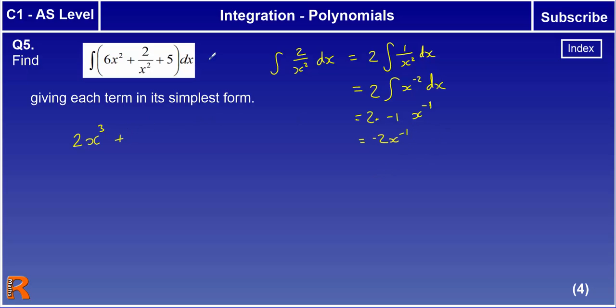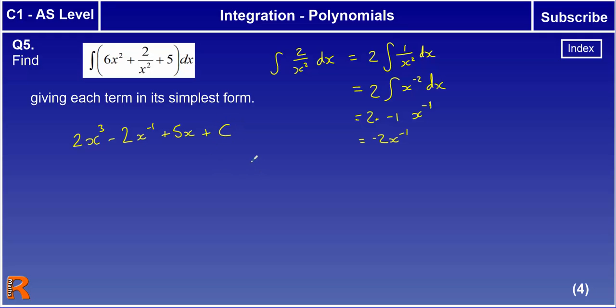So that plus there is actually a minus. Let's just rub that out and put a minus sign in there. So it's minus 2 lots of x to the minus 1. Okay. And then the plus 5 is nice and easy. That is just 5x. Any constant term is just going to be that number times x. And we mustn't forget to put our c on the end.